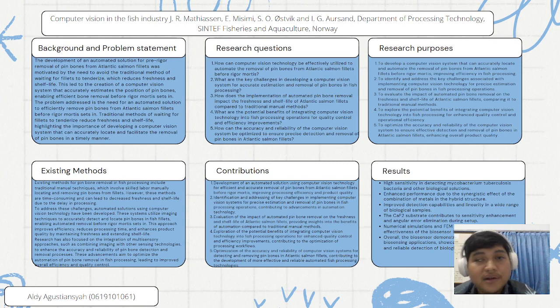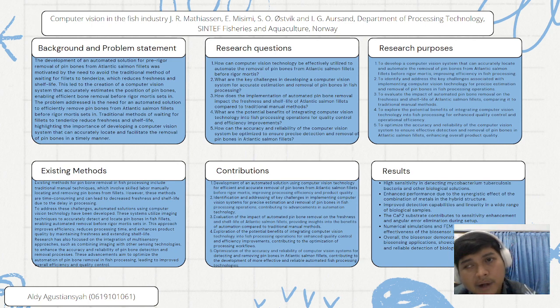How can computer vision technology be effectively utilized to automate the removal of pin bones from Atlantic salmon fillets before rigor mortis? What are the key challenges in developing a computer vision system for accurate estimation and removal of pin bones in fish processing? How does the implementation of automated pin bone removal impact the freshness and shelf life of Atlantic salmon fillets compared to the traditional manual method? Those are the three main purposes.